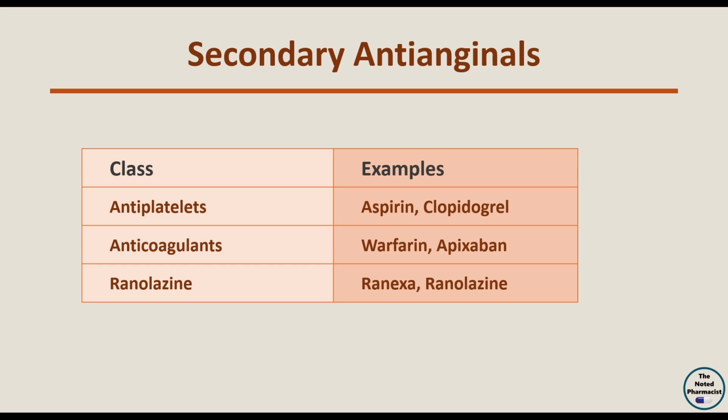Secondary antianginals support primary therapy by addressing underlying causes or improving heart function. Antiplatelets like aspirin and clopidogrel reduce clot formation, while anticoagulants such as warfarin and apixaban prevent thrombi. Ranolazine, a metabolic modulator, optimizes energy use in the heart.